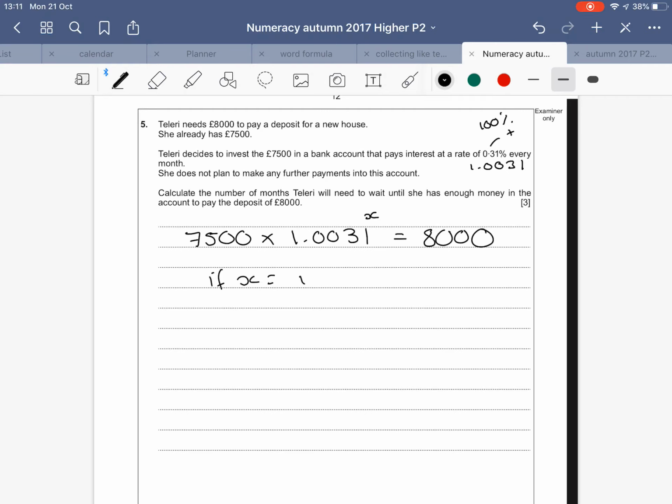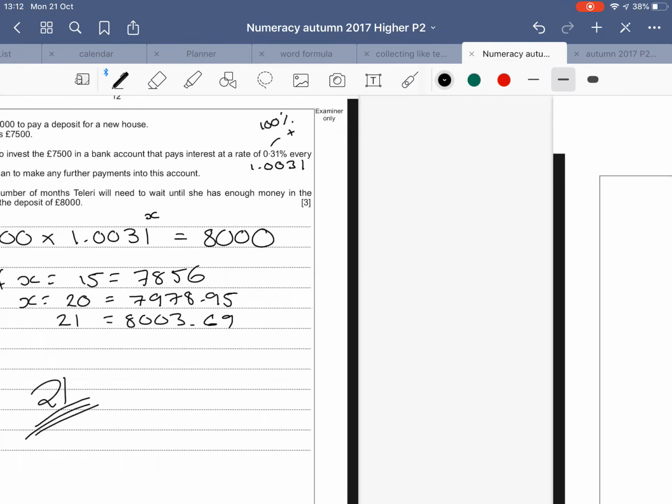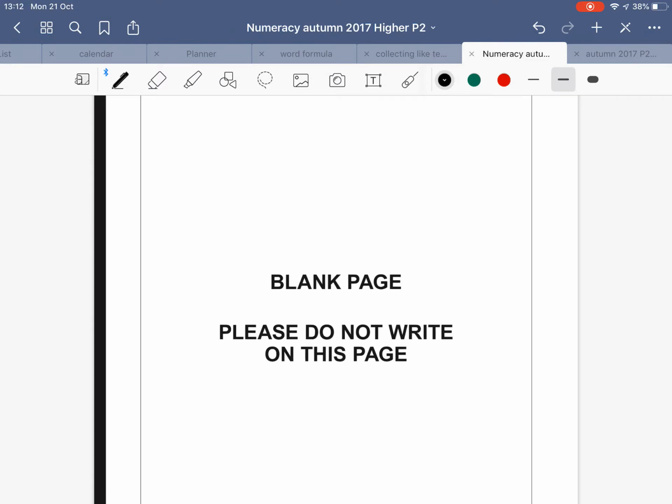If x is 15 months, let's see what that gets us. So 7,500 times 1.0031 to the power of 15. And we get 7,856. We need more. Let's jump to 20 months. 7978.95. That's quite close. I'm going to just go up to 21. 8003.69. So our answer is 21 months. Going to leave it there for part 1.